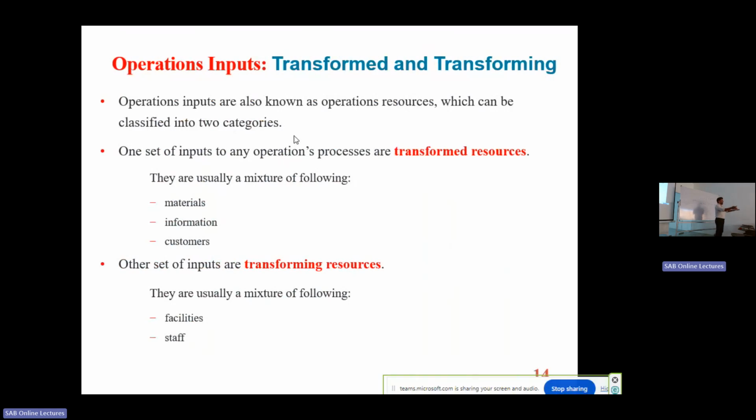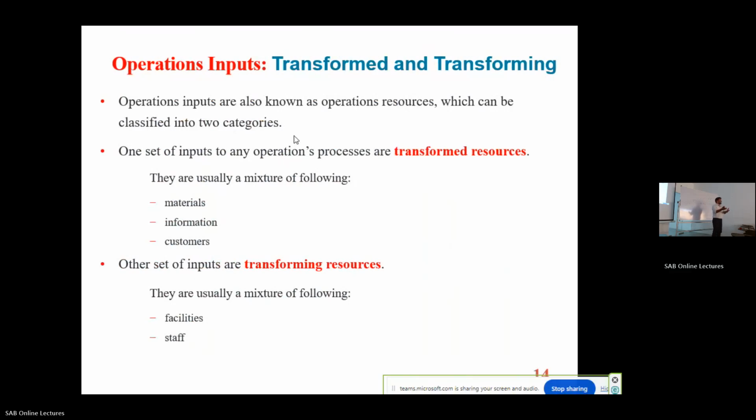Now, in an education institute like this, what happens through the operations? What do we provide? What is being processed? Students, customers. Can you understand? At hospitals, what is being processed through the operations? Patients. Airline services, what is being processed through the operations? Passengers. Can you understand it?